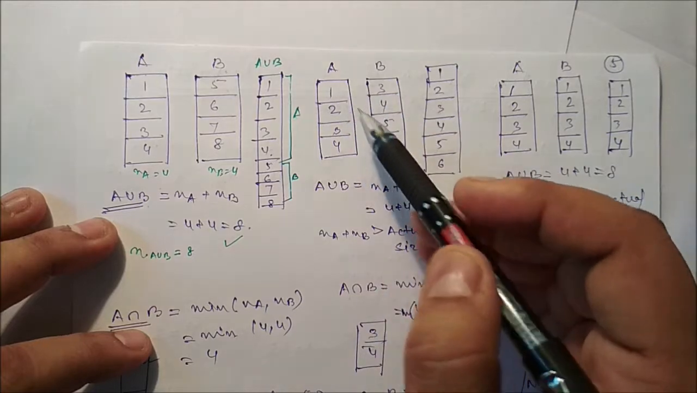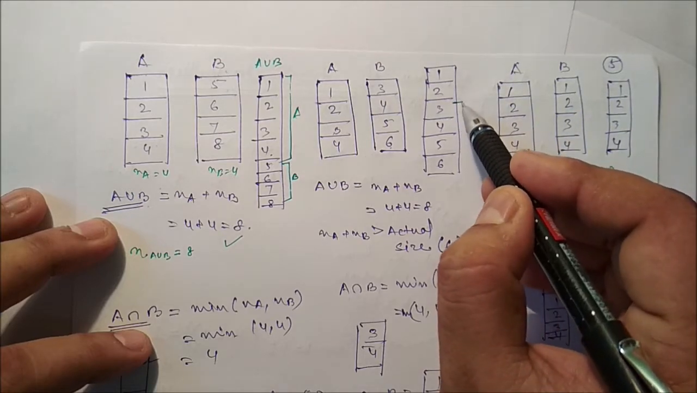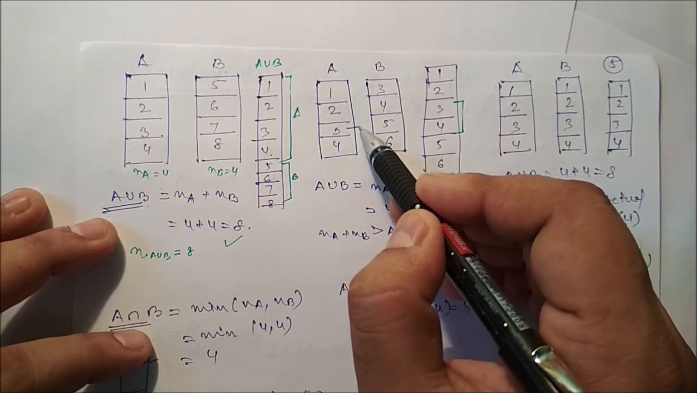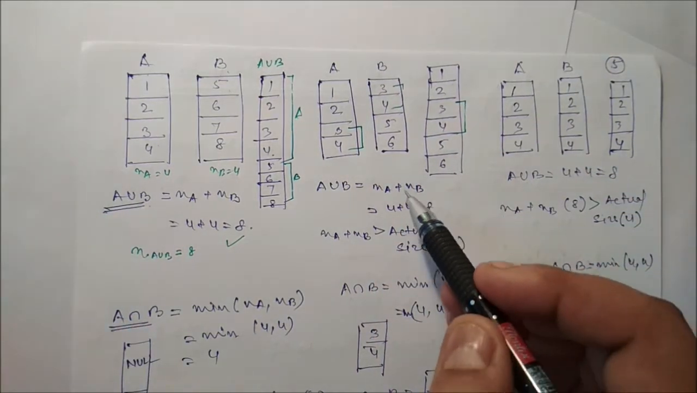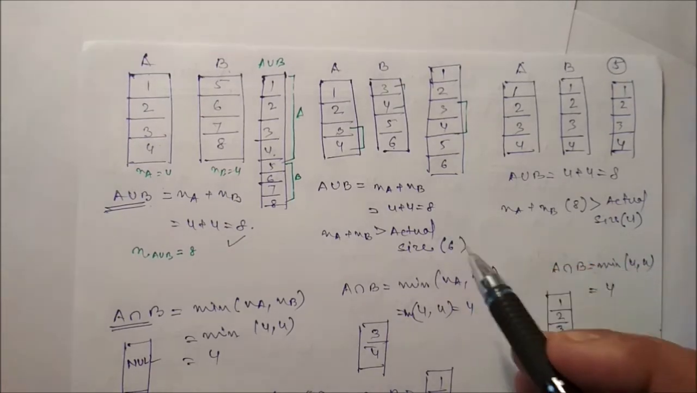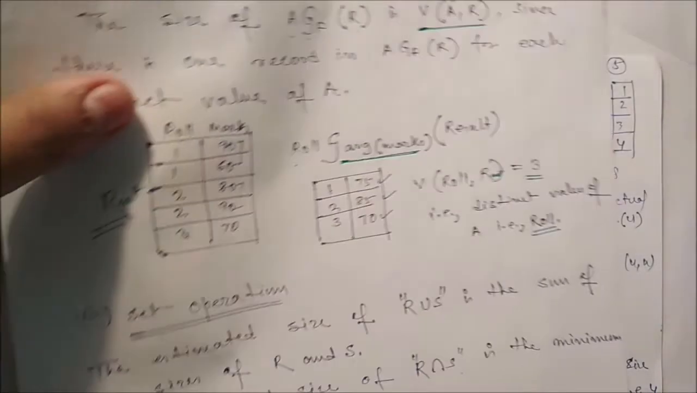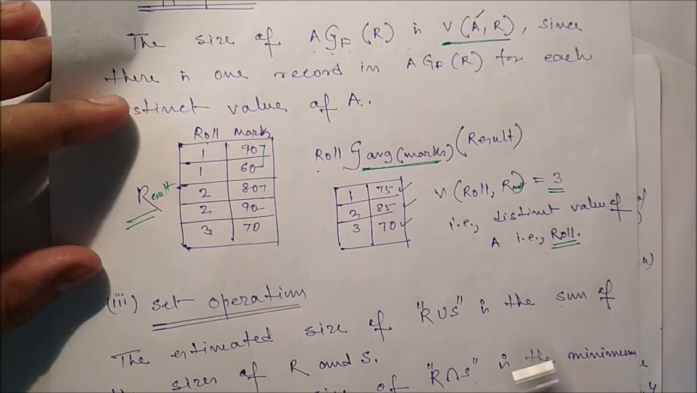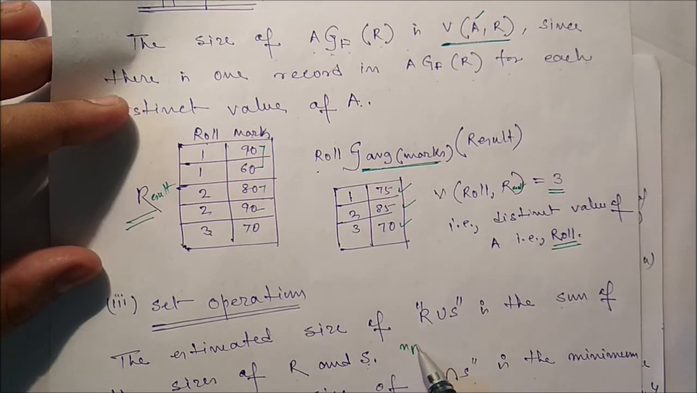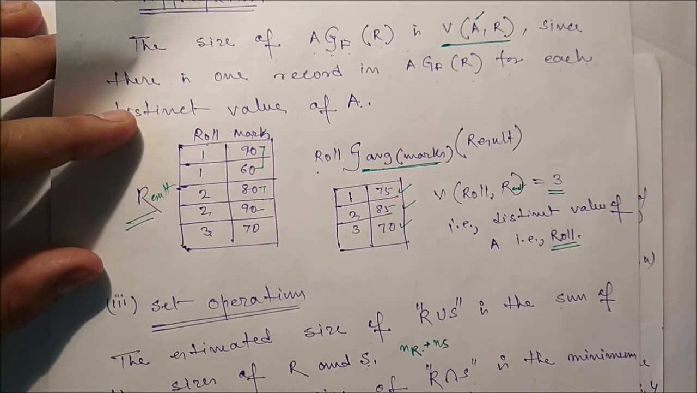Now we can take another example with tables A and B. A is 1, 2, 3, 4 and B is 3, 4, 5, 6. So 3 and 4 are common; both 3 and 4 are present in both tables. So what will be the size of A union B? If it is a union, you use the sum of the sizes of R and S. That means N_R plus N_S. If it is the size of R intersection S, it is the minimum. That means in that case we use the minimum of N_R and N_S.